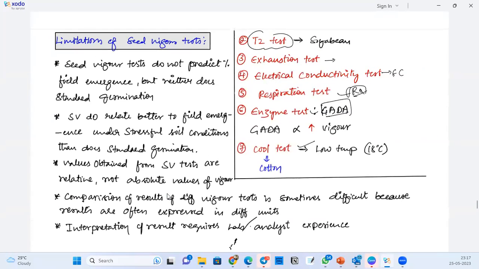Limitations of vigor test: there are again some limitations, where it won't predict the field emergence. Neither the standard germination test will do, nor will this vigor test do. But it is better than the germination test to assess the field conditions, since highly vigorous seeds will always show better performance in the field. So we can replace the germination test with the vigor test.